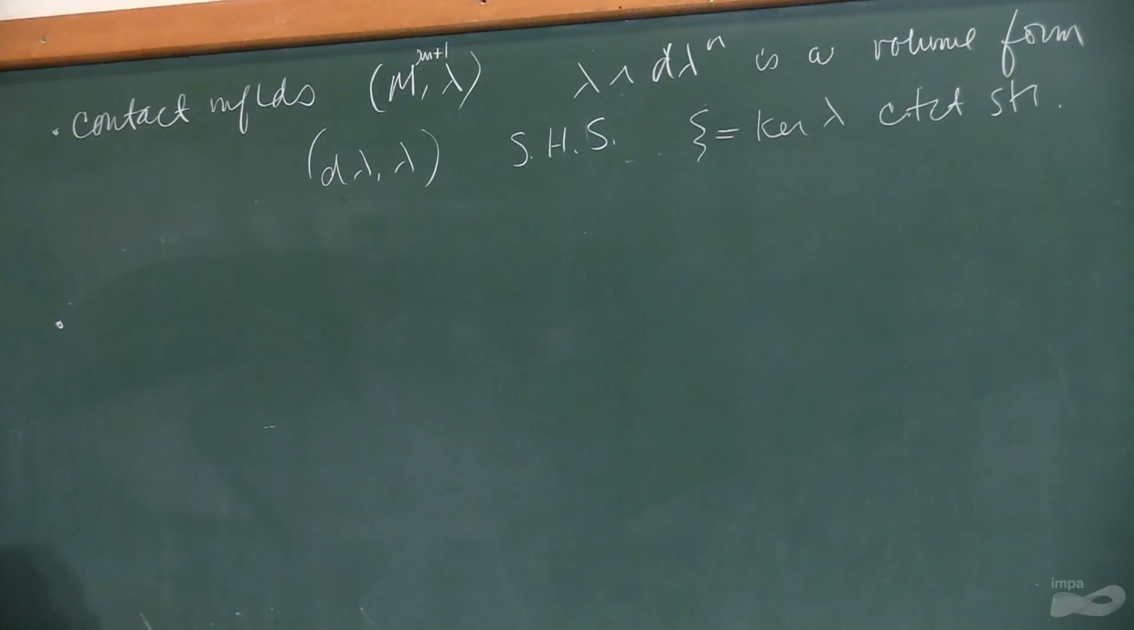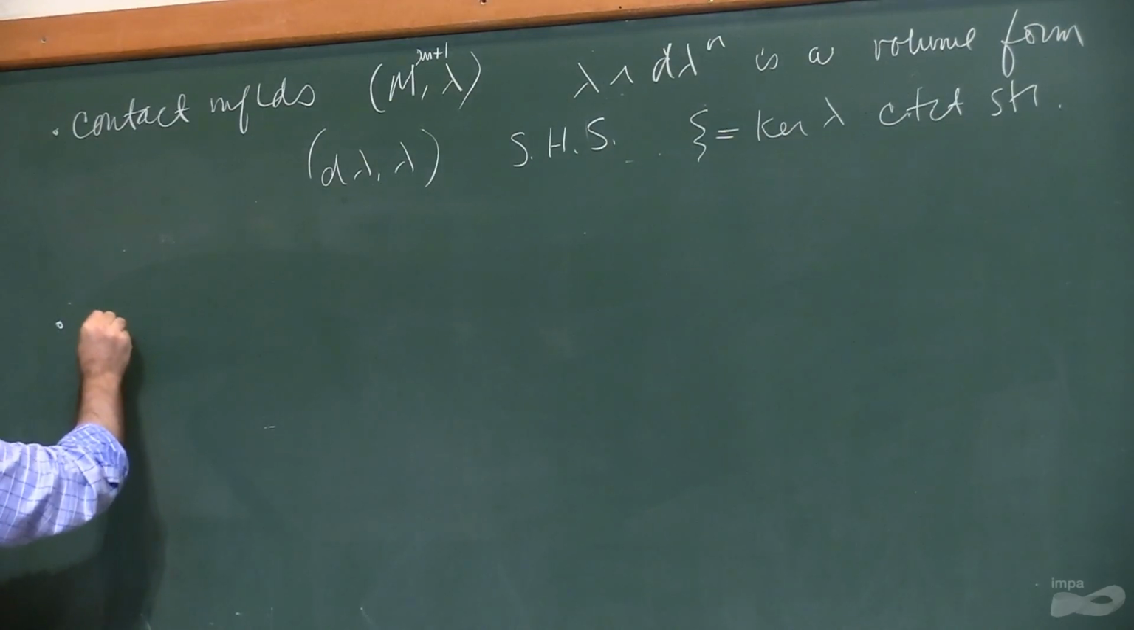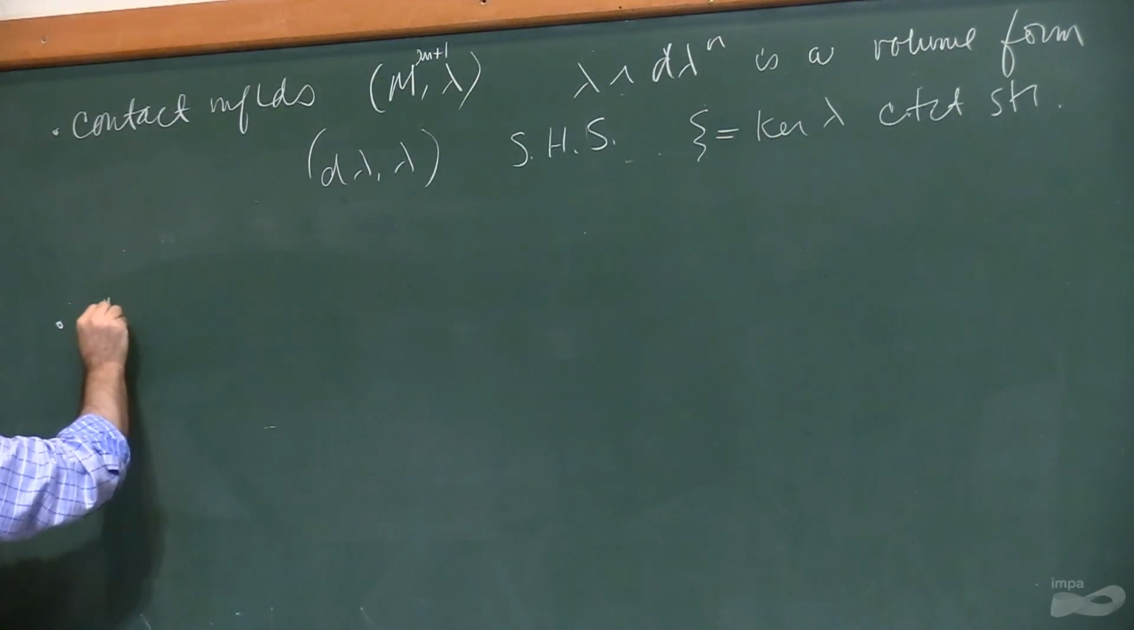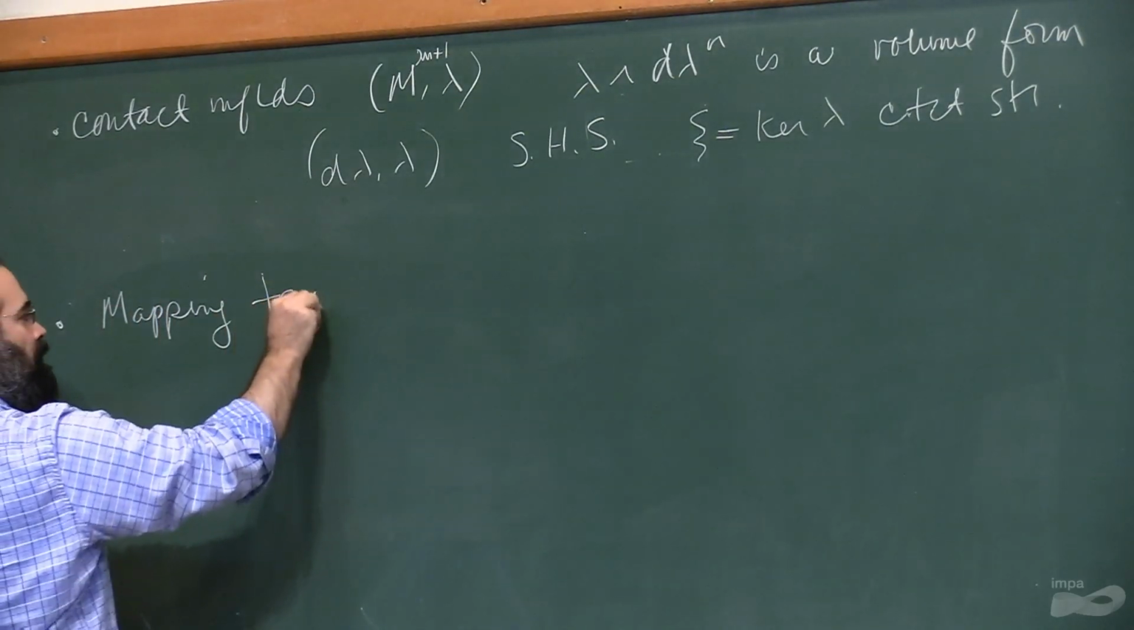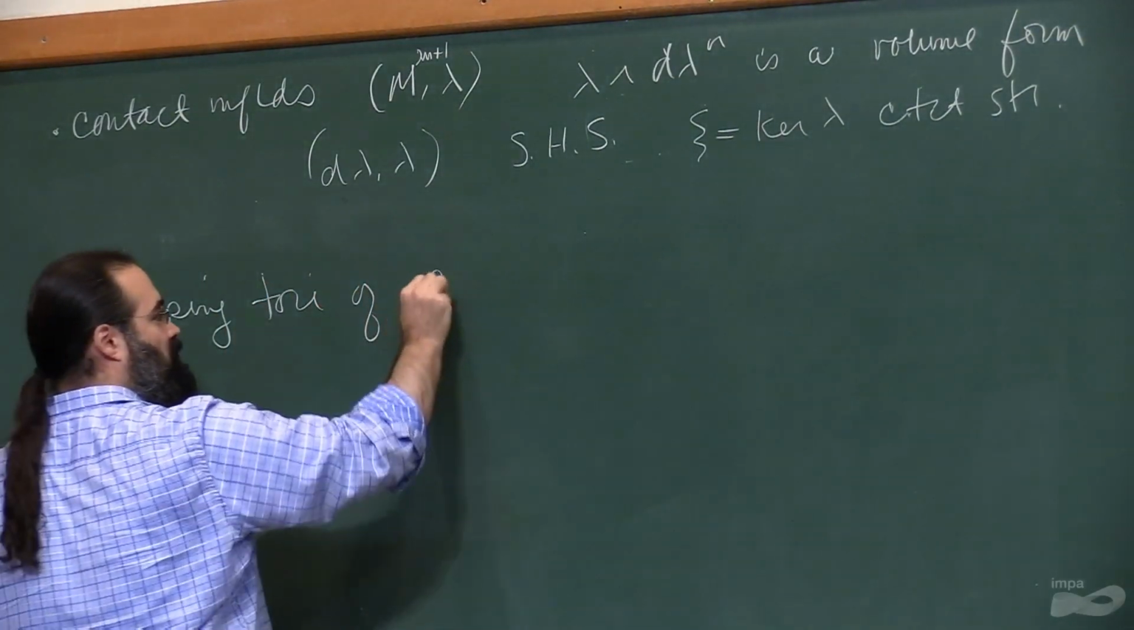Second major class of examples is mapping tori. I guess they're not exactly mapping tori, but I'll call it that. Mapping tori of periodic Hamiltonians.